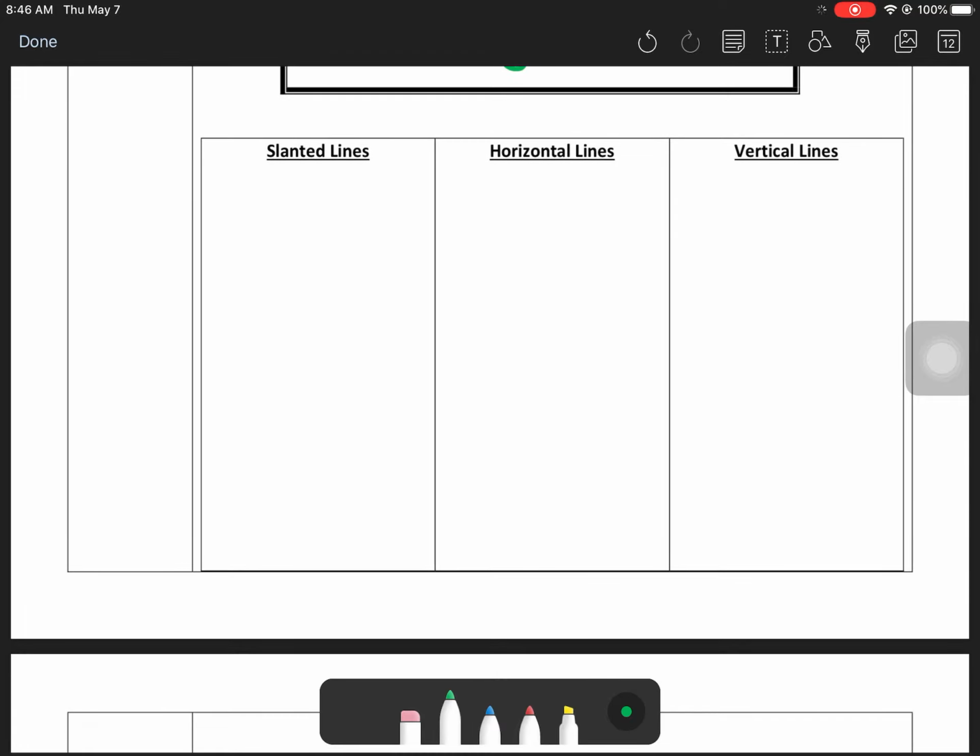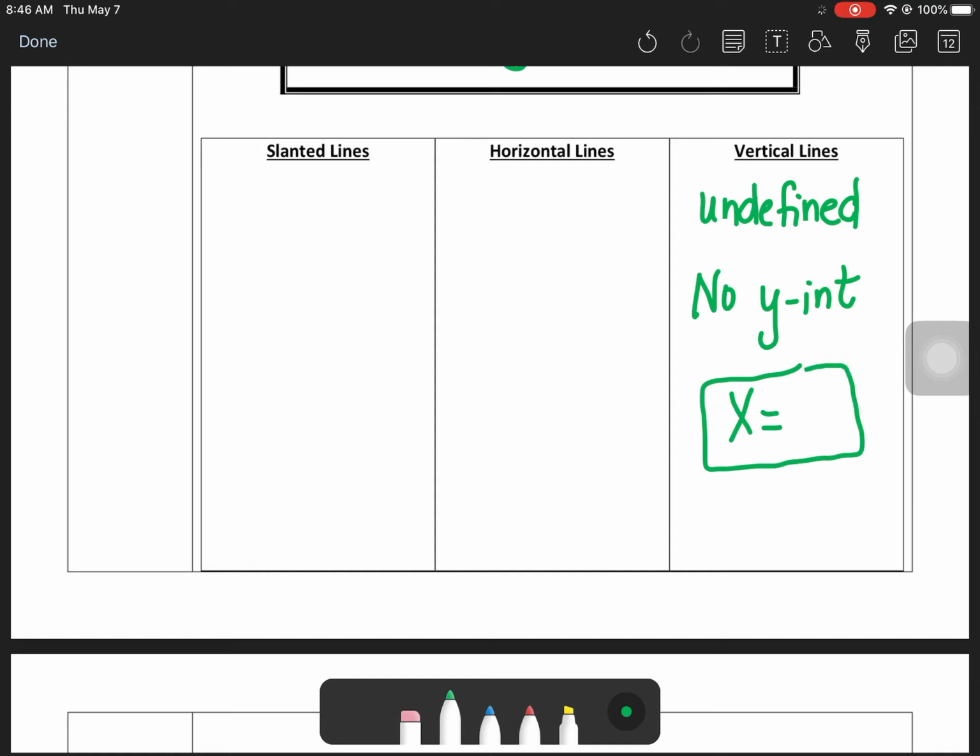Remember, with vertical lines, our slope is undefined. There is no y-intercept. And so our line is crossing only the x-axis. So the equation is going to be x equals some number.